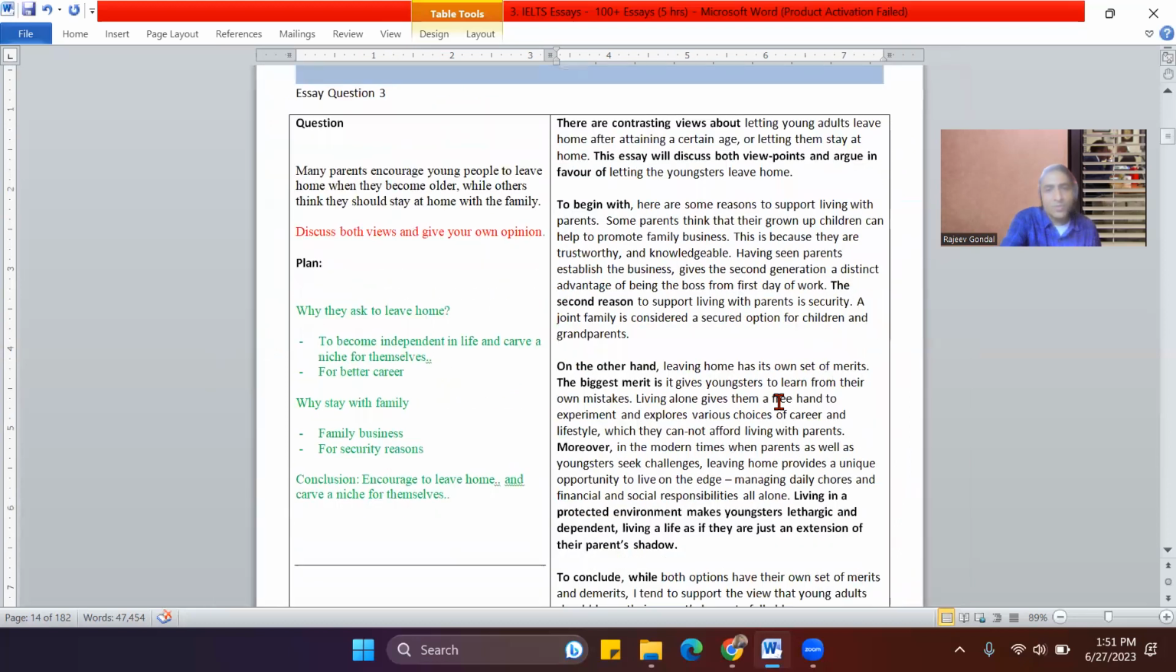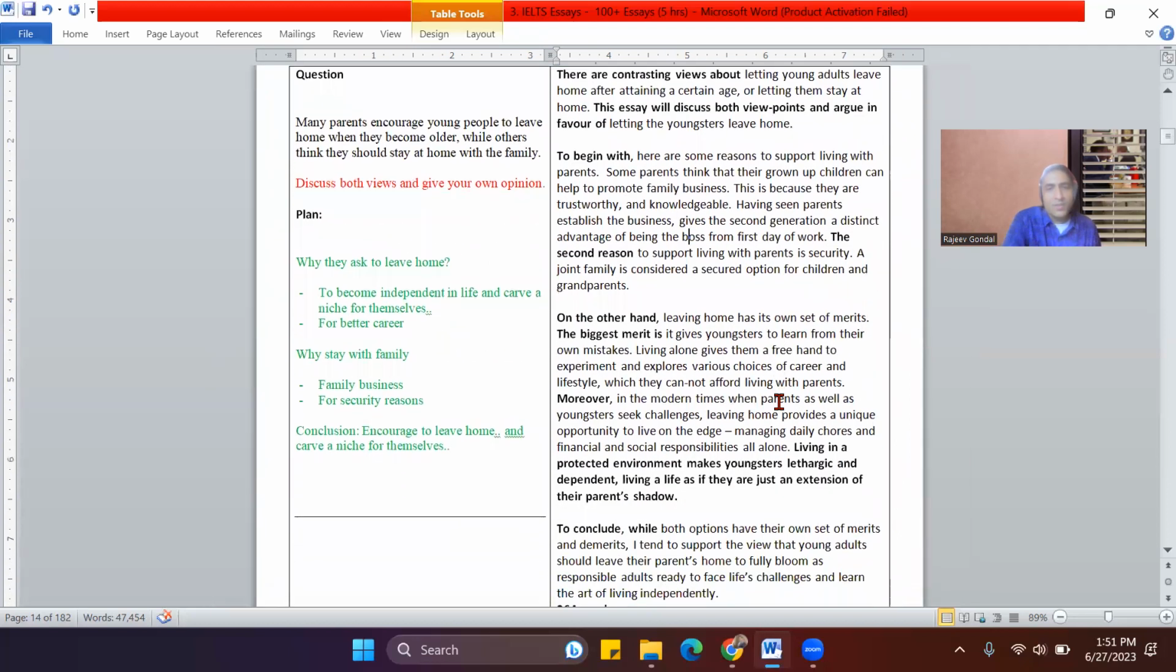Right? So in the conclusion, we are stating that while both options have their own set of merits and demerits, I tend to support the view that young adults should leave their parents' home to fully bloom as responsible adults, ready to face life's challenges and learn the art of living independently. Right? So one big sentence in the conclusion, but it is very clearly inclined towards leaving home.